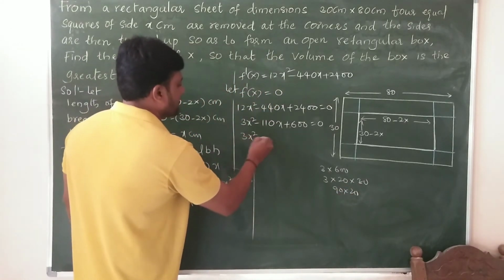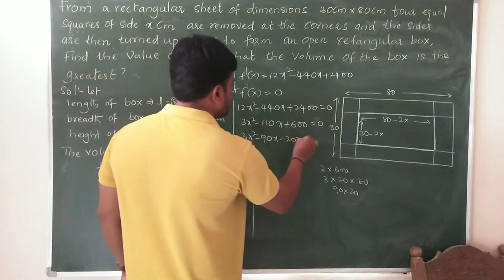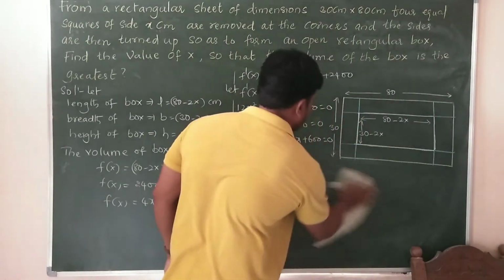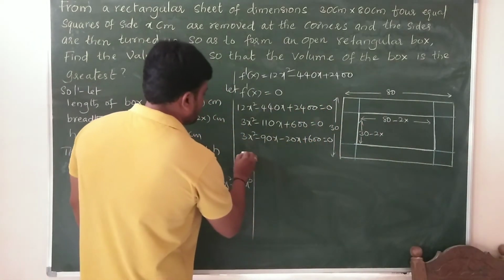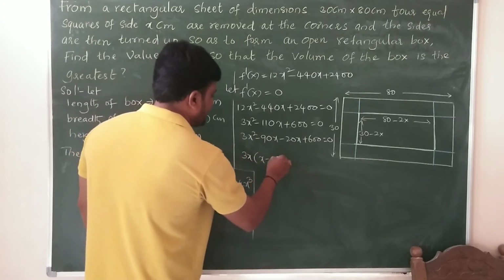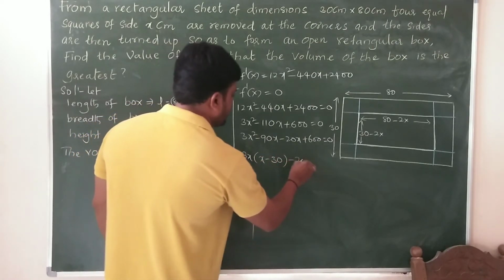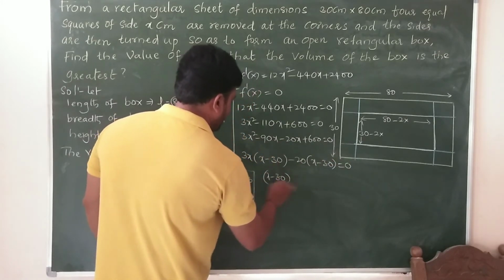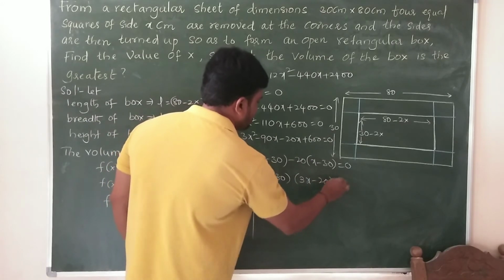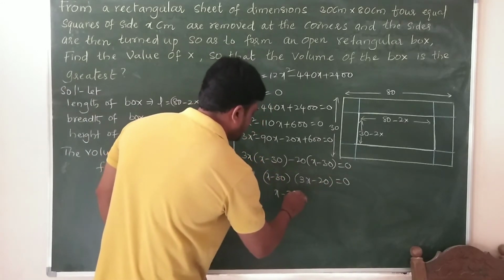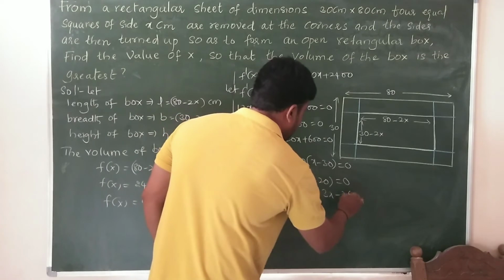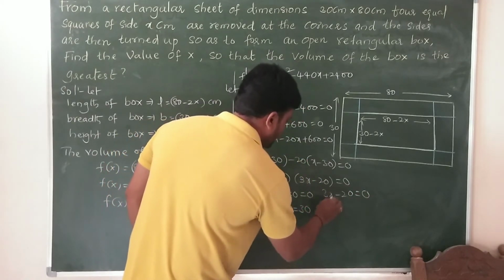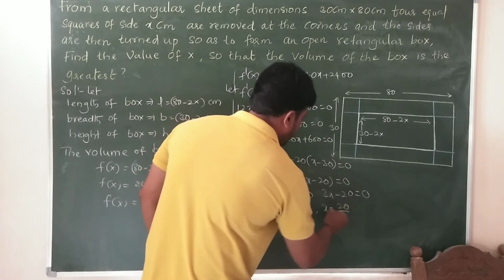So 3x square minus 90x minus 20x plus 600 equals 0. Then 3x common: x minus 30, minus 20 common: x minus 30, equals 0. Then x minus 30 and 3x minus 20 equal 0. So x minus 30 equals 0 or 3x minus 20 equals 0. Then x equals 30 or x equals 20 by 3.